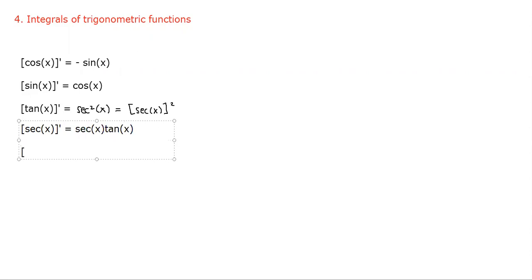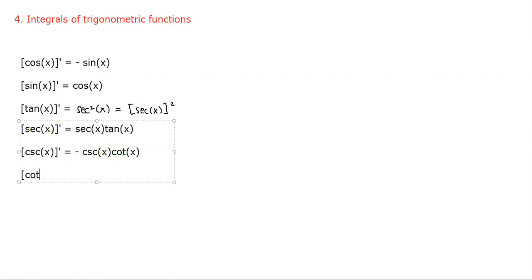Then you'll have the derivative of cosecant of x. And the derivative of cosecant is very similar to the derivative of secant, except, well, it starts with a c, so I need to put a minus in front. And then instead of secant, it's cosecant. Instead of tangent, it's cotangent. So minus cosecant of x, cotangent of x.